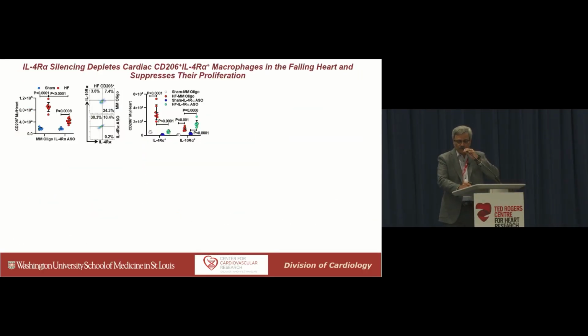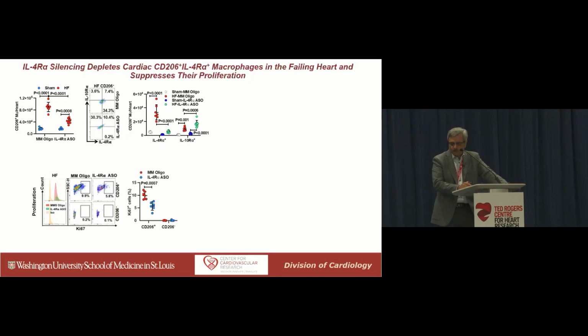Now, this silencing also depleted the cardiac macrophage population in the heart, both the total macrophage population and the CD206 macrophage population and the IL-4 receptor alpha expressing population in the heart. And it reduced macrophage proliferation. So blocking this receptor reduced the expansion of macrophages with the progression of ischemic cardiomyopathy.